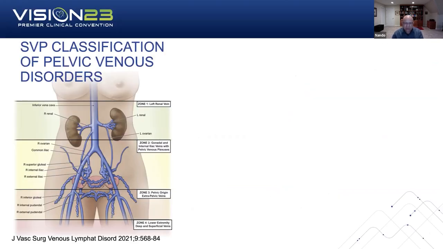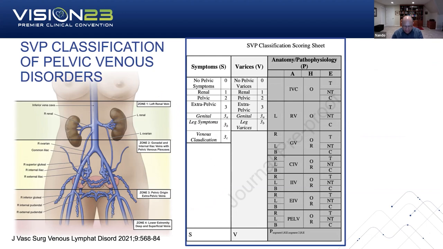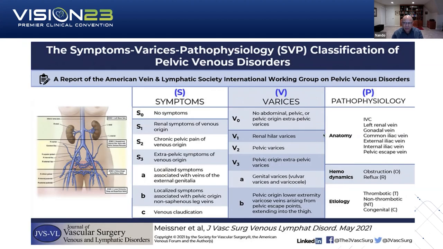Complete classification using this scoring sheet ideally should be done after diagnostic imaging studies are complete. The SVP instrument attempts to comprehensively describe a patient's clinical presentation by the nomenclature of SVP and the corresponding subscripts. This busy chart has expanded text for each of the elements of the domains and helps in filling out the scoring sheet.